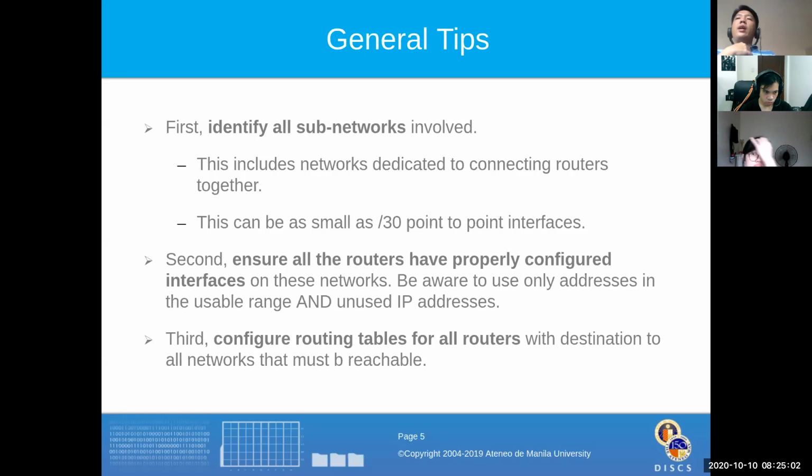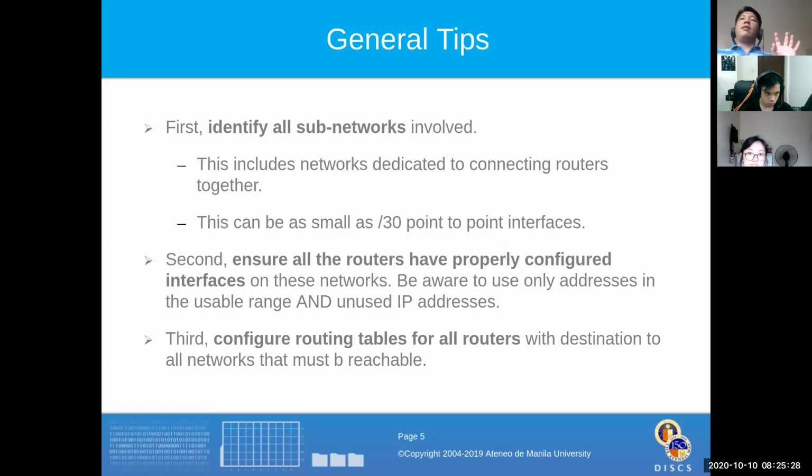So normally you are given a network topology, right? There's a description: you have three networks connected to each other, A connected to B connected to C, and C connected to the internet, right? So you're normally given a topology. The first thing you should do is, of course, identify all the subnets first. Make sure that you have all the networks. So A connected to B connected to C, so you have at least network A, network B, network C.